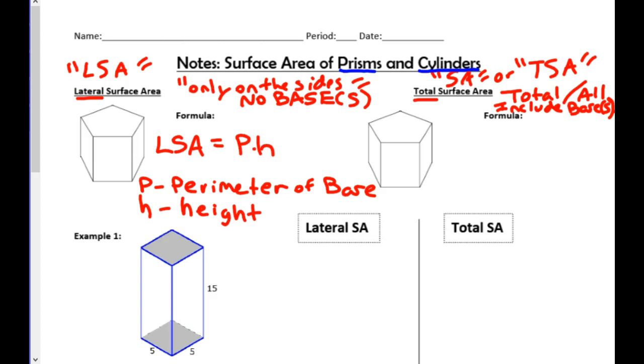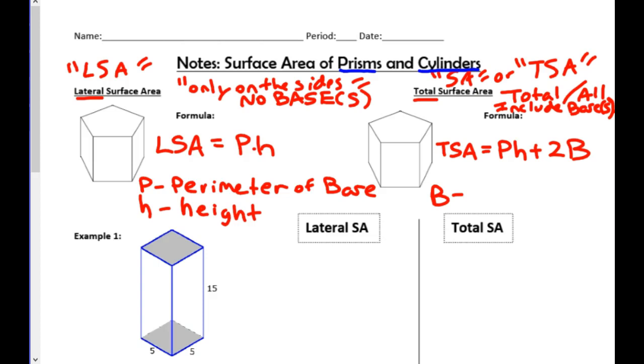What about total surface area? For total surface area, it's still going to be PH, but it's going to be plus 2B. Now, big B. This is what makes surface area so hard, is that people don't know what big B is. Probably because they're distracted during the notes. But I want you to know what big B is. So, what do you think big B stands for?